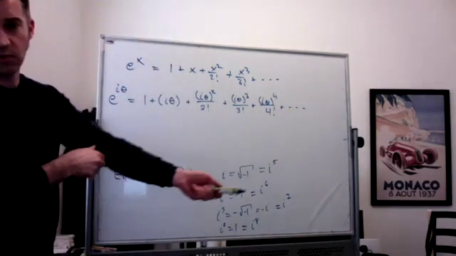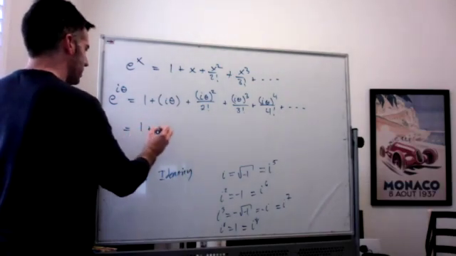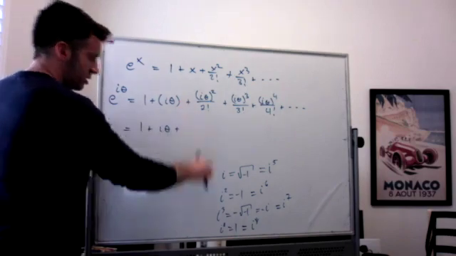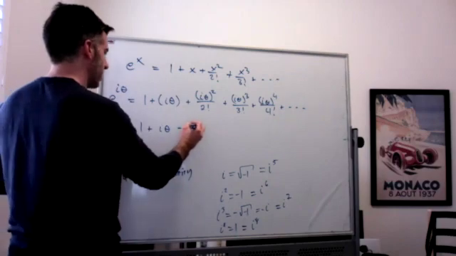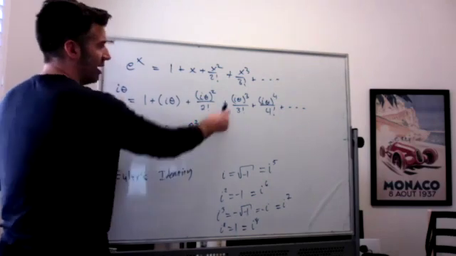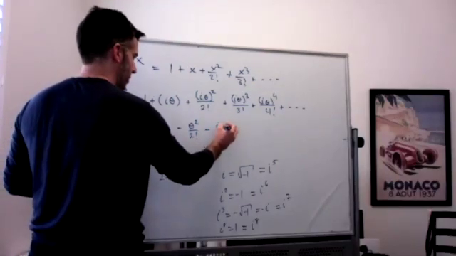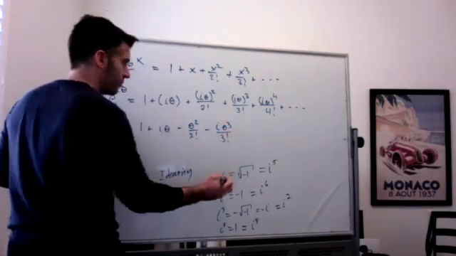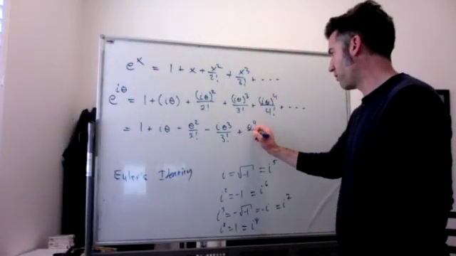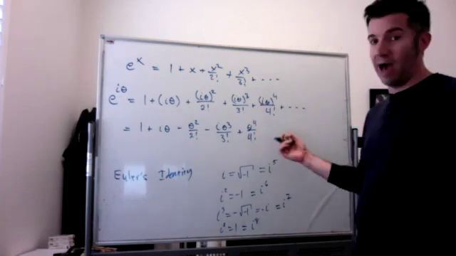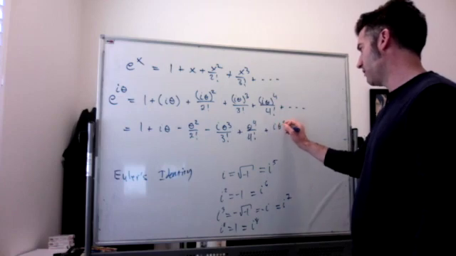Okay, but now let's use what we know about i. So this is going to be 1 plus i times theta. i squared is -1, so we're going to get minus theta squared over 2 factorial. i cubed is -i, so we're going to get minus i times theta cubed over 3 factorial. i to the fourth is 1, so we get theta to the fourth over 4 factorial. i to the fifth is just going to be i again, so we're going to get i times theta to the fifth over 5 factorial.